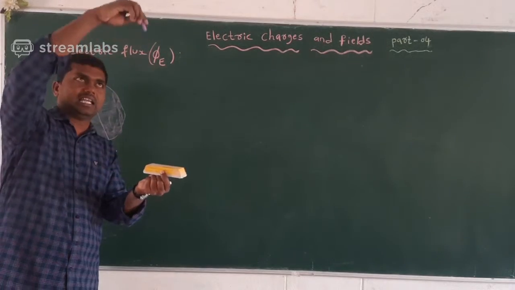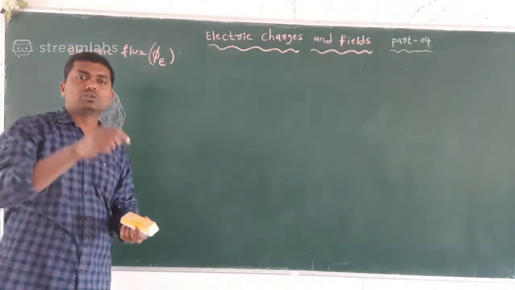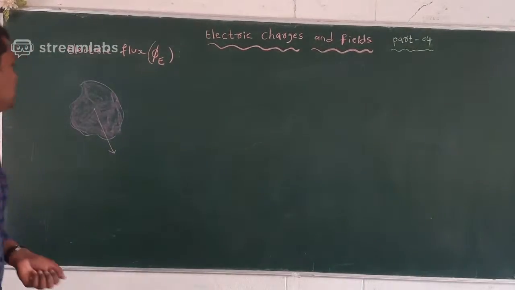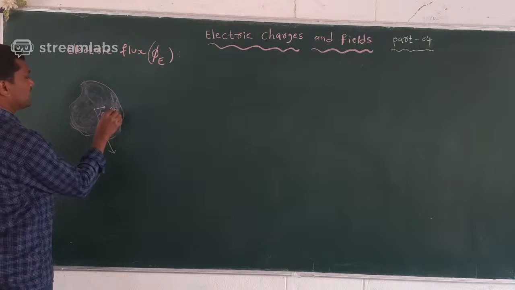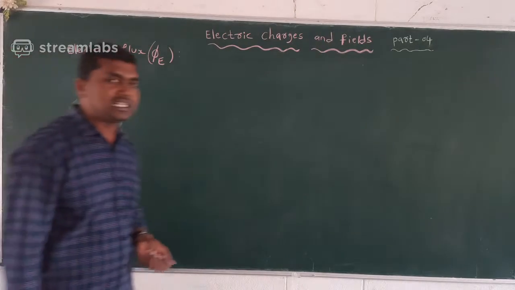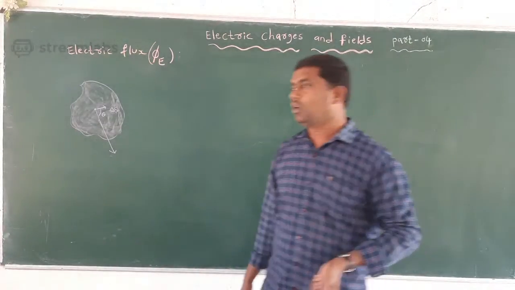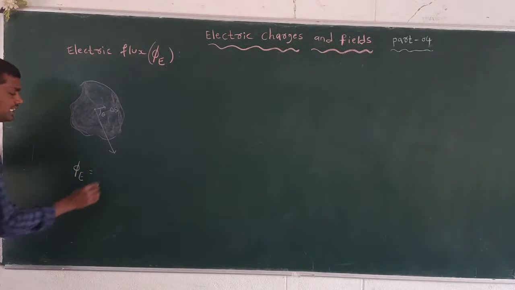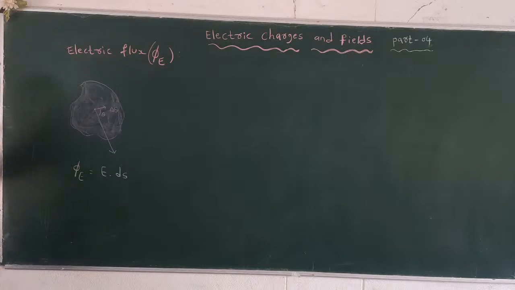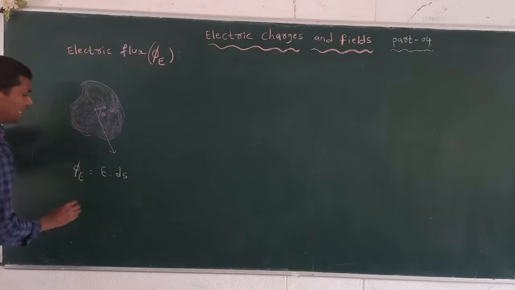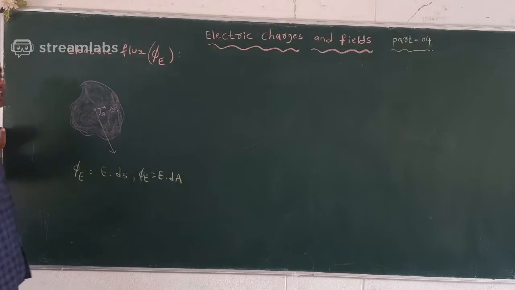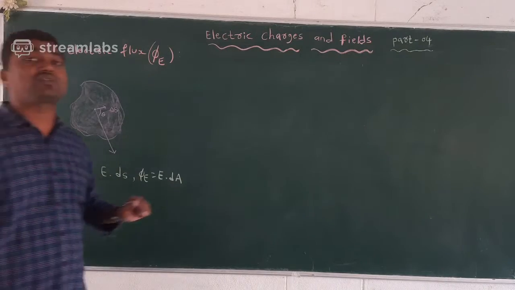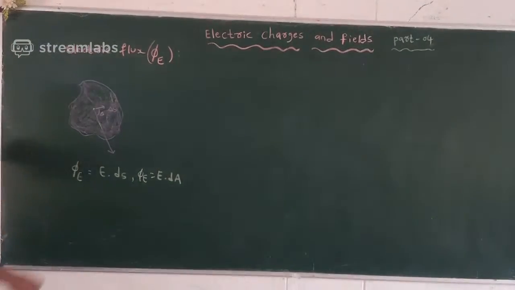The angle between the electric field line and the surface is 90, so both are perpendicular in nature. We can take the angle as theta. The area will be delta S or dS, called the surface area. So I can write the equation of electric flux: phi suffix E is equal to E dot dS, or we can write E dot dA, where dS or dA is called the surface area.